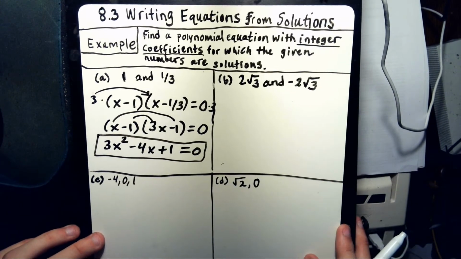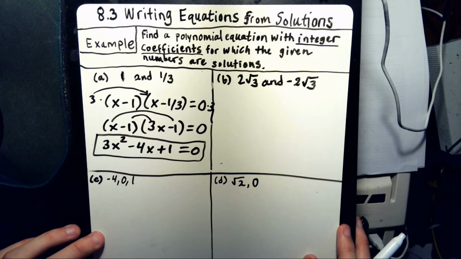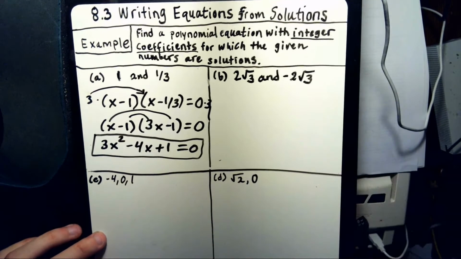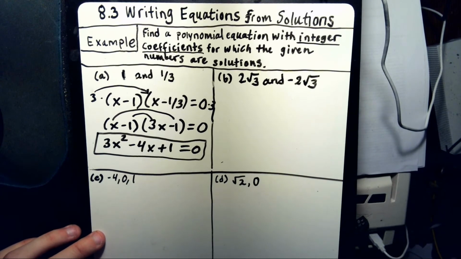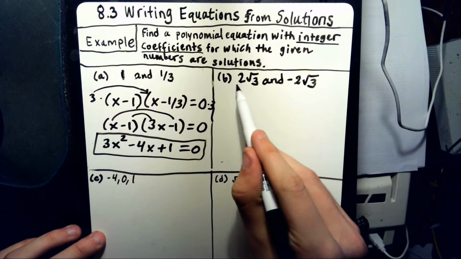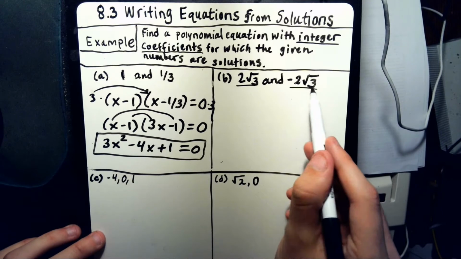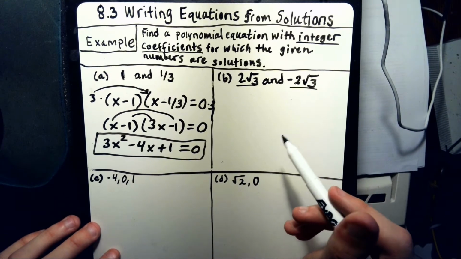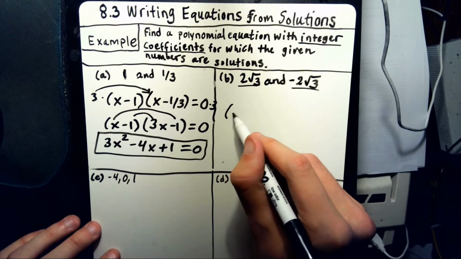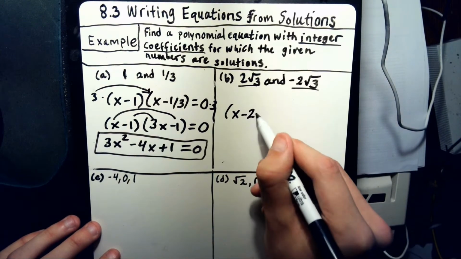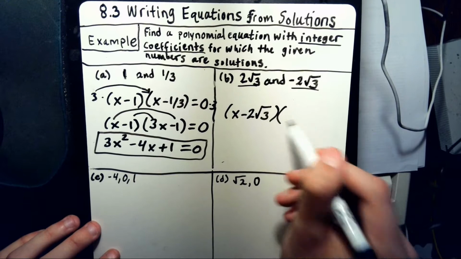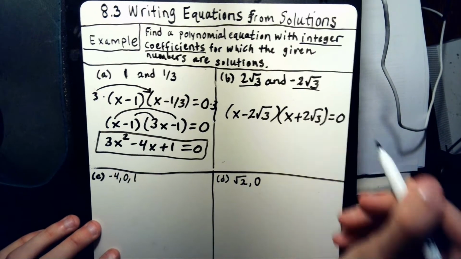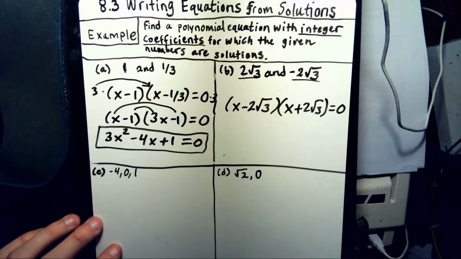Next, let's look at example B, where we have 2 root 3, 2 times the square root of 3, and negative 2 times the square root of 3 as roots. And it's really no coincidence that they come in these pairs like this. These are called conjugate pairs. But without going too much into that, again, we'll just follow the same tactic. We'll take x minus 2 root 3 and take x plus 2 root 3 and set that equal to 0.